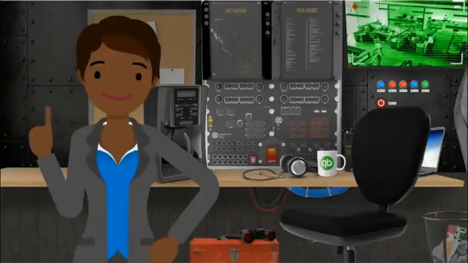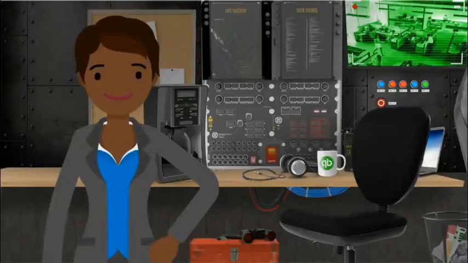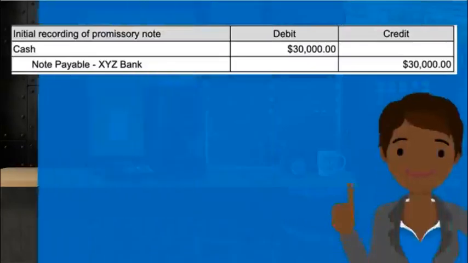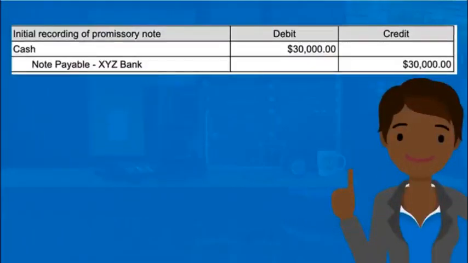So your client just took on a long-term liability. Yay for them, right? But as their bookkeeper, what's your role in all of this? Well, to record it in the books and keep track of the payments, of course. Let's say your client signs a promissory note with XYZ Bank and takes on an installment loan for $30,000. The first step in the bookkeeping process is to record the initial transaction. In this case, since the client is receiving the money, your cash account would be debited.